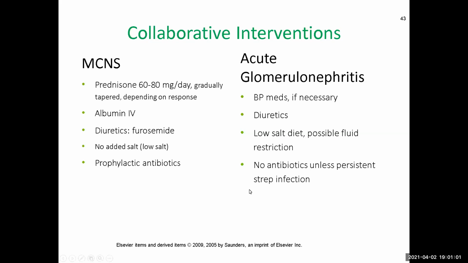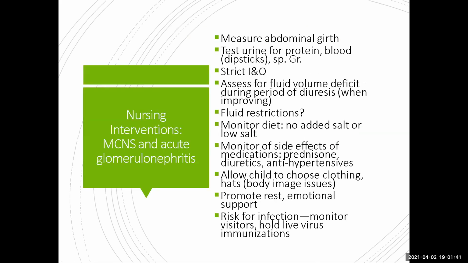So again, with the MCNS, they're going to get their prednisone. They might get IV albumin, be on a diuretic. They have to have no salt or low salt, and antibiotics. With the acute glomerular nephritis, maybe some blood pressure meds, diuretics, the low salt diet, but they're not going to give any antibiotics unless there is a strep infection or some reason to have that.